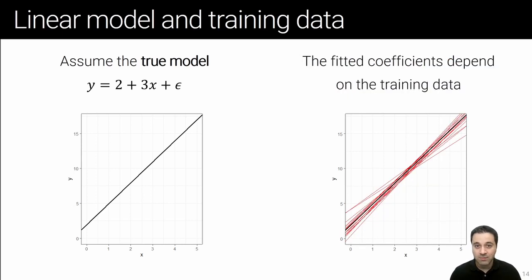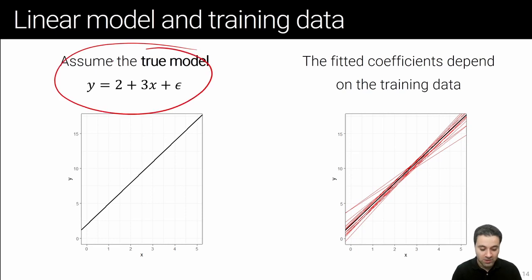The thing is, of course, depending on the actual data we have, we are going to come up with one model or another. Each of those red lines represents one possible model fitted with one possible sample of data from this true model. And so the coefficients we fit, the beta 0 hat and the beta 1 hat, depend on the actual values we have in the training data. So, okay, we can fit the model.